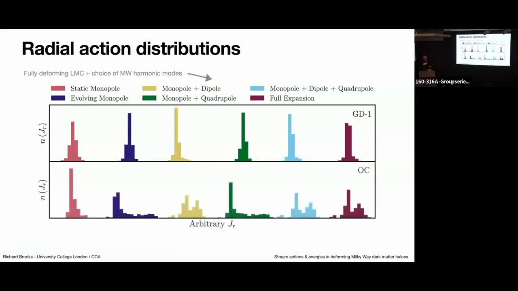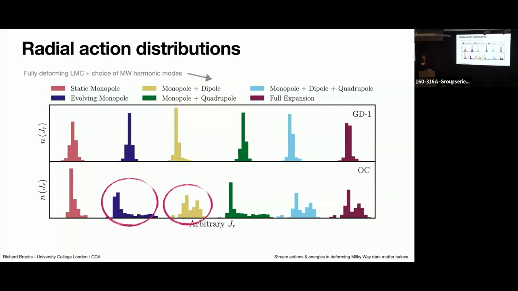But when you look at the same thing for the OC stream, except in the case when the Milky Way halo isn't changing, the static monopole, in all of the cases when there are deformations to the Milky Way halo, you see quite quickly that you can either have long tails in your action distribution or even bimodality, for example when the dipole is introduced. This hints that with respect to the OC stream, potentially the Milky Way has been deforming non-adiabatically, and we may not be able to use clustering methods to set constraints.